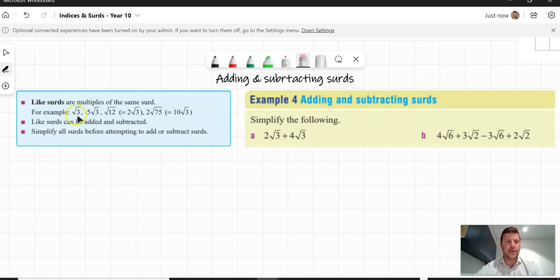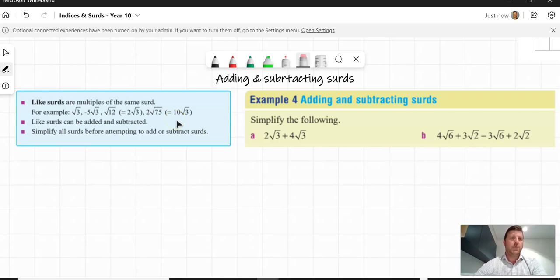The square root of 3 and minus 5 root 3 are considered like surds because they have the same number under the square root sign, which is the 3. The square root of 12, although the 3 is not there, can be simplified to 2 root 3. So once we've simplified it, it will be a like surd. And I will go through an example of how to simplify surds, or you can go back and watch a previous video of mine on how to simplify surds. And 2 root 75 can be simplified to 10 root 3. Again, I'll go through an example about how to simplify those.